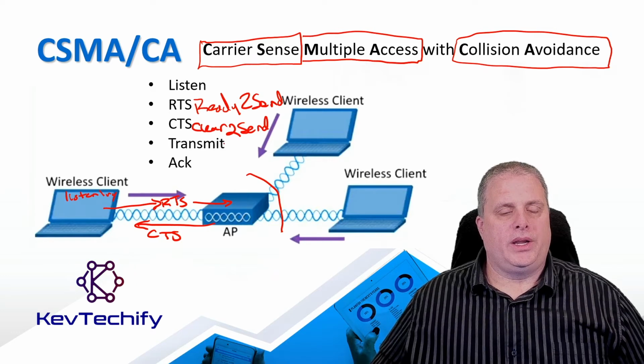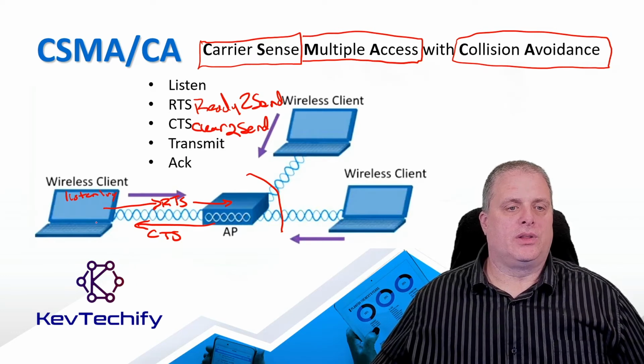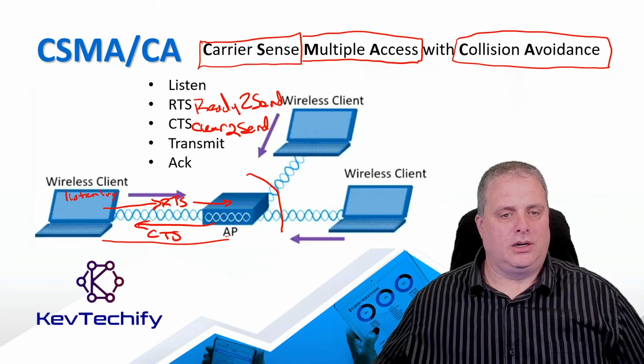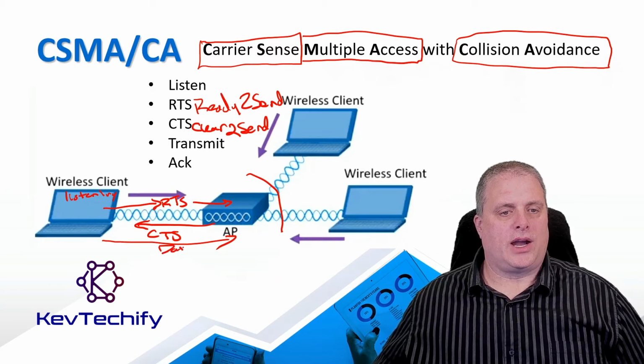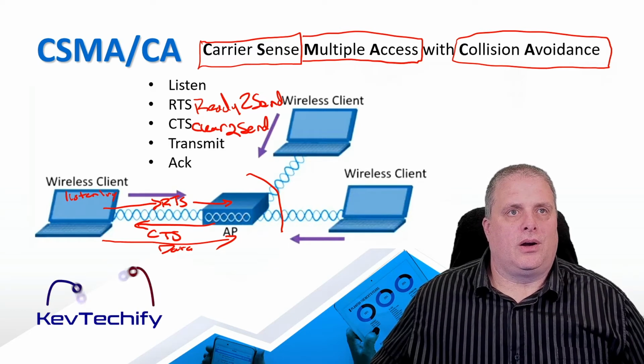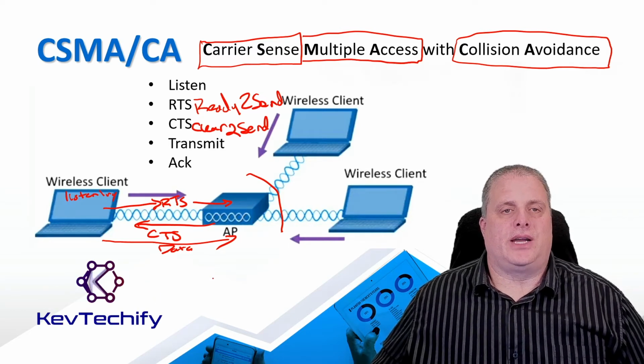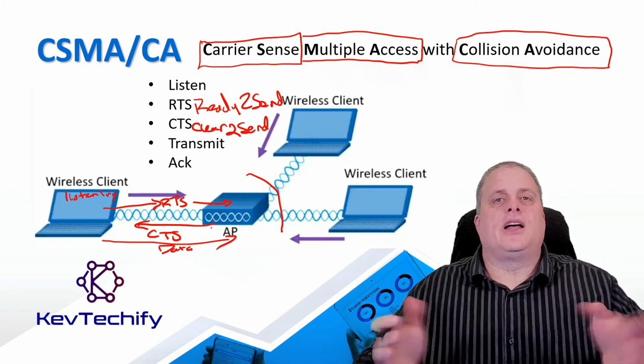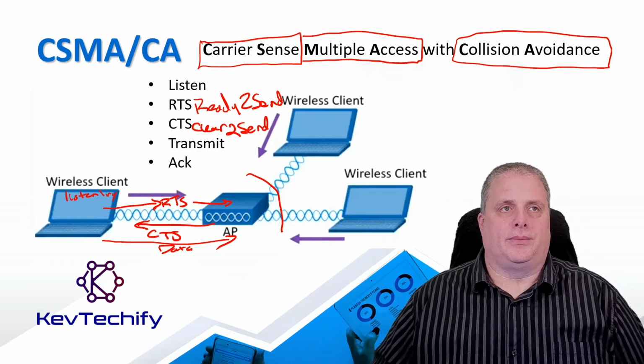Then we transmit the data. And so the data goes back across here. Data travels back. We complete that. And then at that point, all transmissions get acknowledged. Access point, wireless client, they send acknowledgments to make sure everybody's happy.